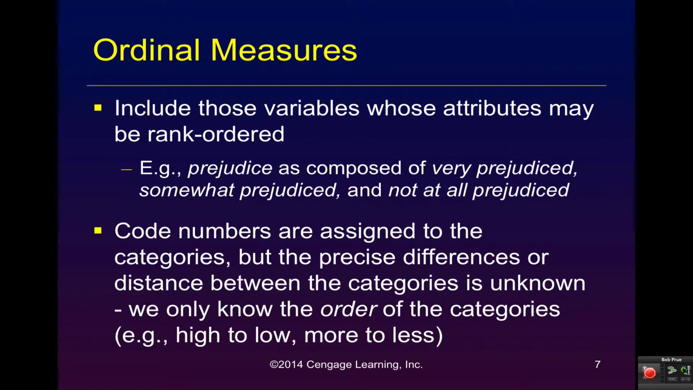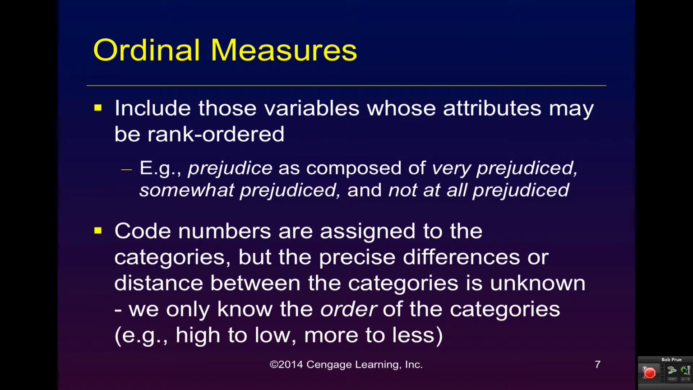Slide 7. The most commonly used ordinal measure in all of social and behavioral research is some sort of version of the Likert scale. Ordinal measures are conceptualized in such a way that their attributes may be rank ordered. So we know that someone who has answered very prejudiced on a questionnaire is most likely going to be more prejudiced than someone who answers either somewhat prejudiced or not at all prejudiced on the same questionnaire, although individual cases may vary.